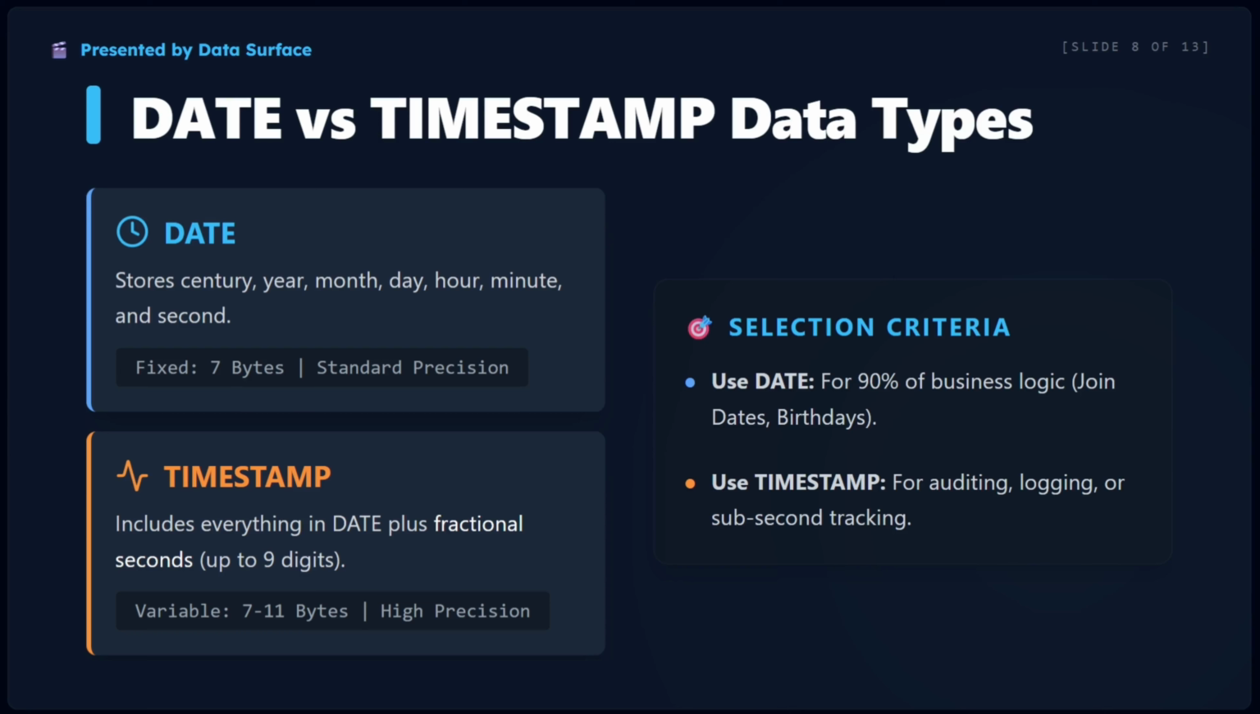So as I mentioned, DATE won't allow you to store fractions of seconds or milliseconds, but TIMESTAMP will allow milliseconds as well. So DATE is for 90% of business logic: join dates, birthdays, all date columns. Whereas TIMESTAMP, we mostly use for logging and auditing. Using proper date types allows SQL to perform powerful date calculations instead of treating dates like plain text.